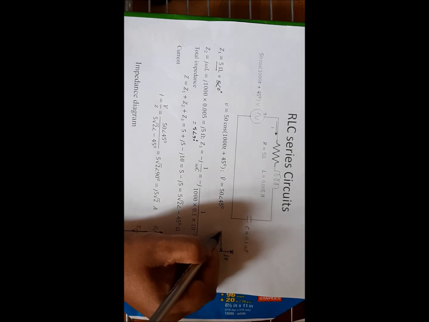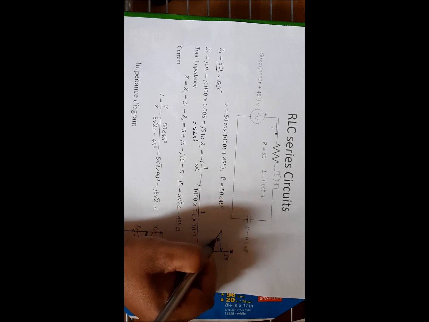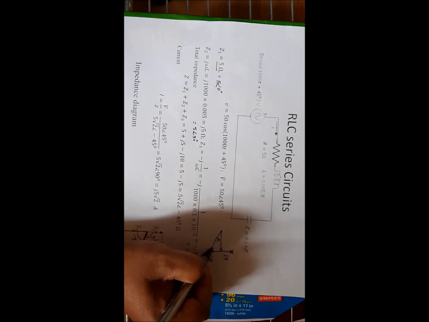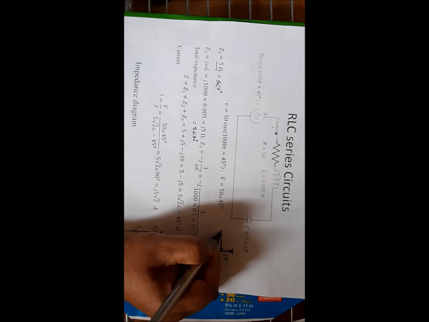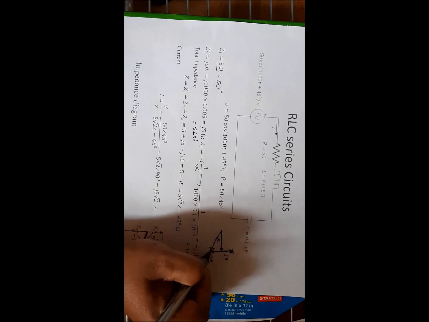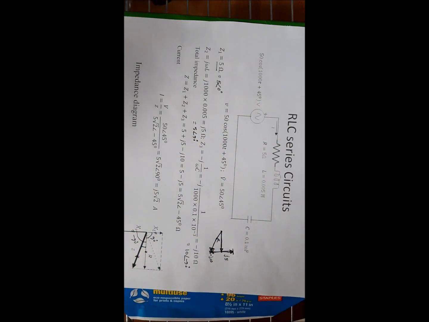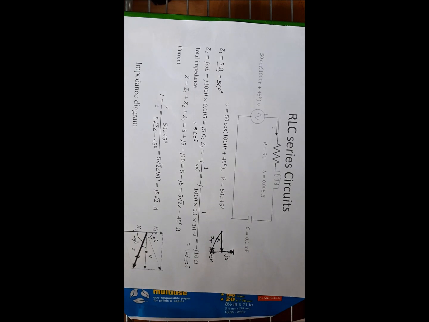So now from the beginning, a starting point to the end point shows you the resultant. Just first draw the vector R, then from the head of this vector you draw XL, and from the end of this XL you draw the XC. And this is your final point, and this is the starting point. Join this start to the final point, you will get the resultant. This is called impedance diagram. So this is your total impedance, ZT.